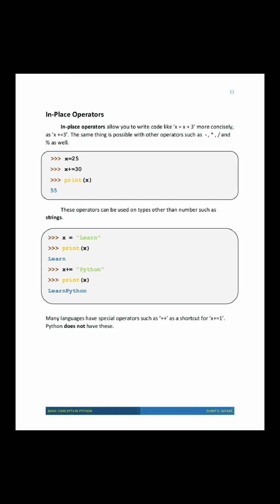Next example is with strings. x has the value learn. If I try to print the value of x, learn will be printed. If I say x += Python, that means x equals x plus Python. So what was x earlier? x had the value learn. So it will be learn Python. It will be concatenated, because if I apply a plus operator with strings, both the strings will be concatenated. Alright.